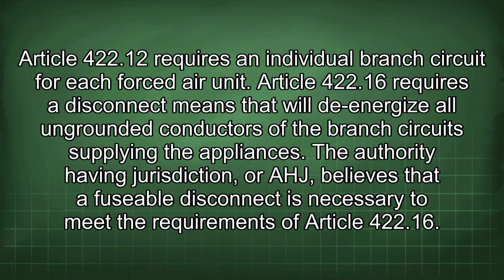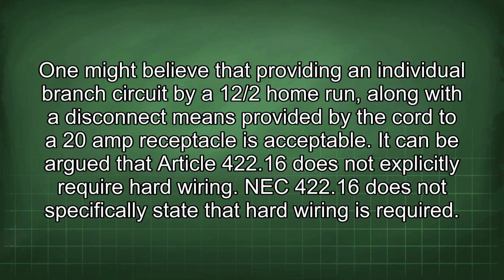The authority having jurisdiction, or AHJ, believes that a fusible disconnect is necessary to meet the requirements of Article 422.16. One might believe that providing an individual branch circuit by a 12/2 home run, along with a disconnect means provided by the code to a 20-amp receptacle, is acceptable. It can be argued that Article 422.16 does not explicitly require hard wiring.